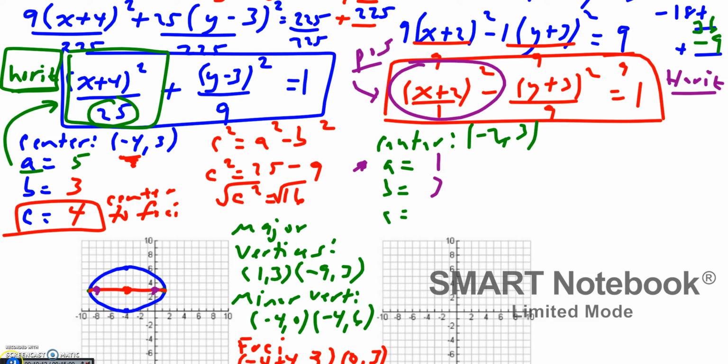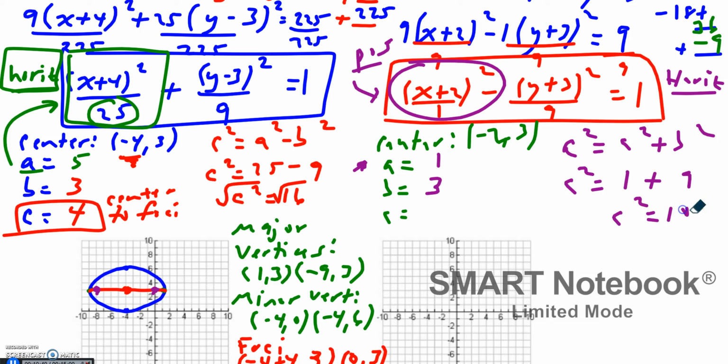If I'd like to find my c value, I would use the Pythagorean Theorem relationship again. But first, the pen is really freaking out here. So if I'd like to use the Pythagorean relationship, we have c squared equals, in the equation we have a minus, so it's a squared plus b squared. So c squared equals a squared, which is 1, plus b squared, which is 9. So c squared equals 10. So c must be the square root of 10.